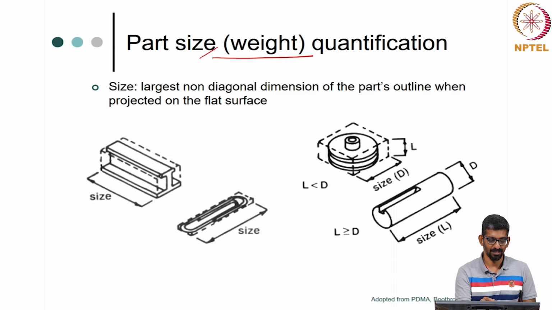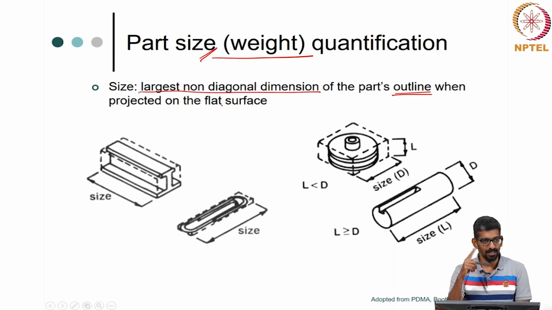So, please look at the terminology that they are using. Thickness is not size. So, you will look into this one. It is very similar though. What size says is the largest non-diagonal dimension of the part's outline, not the inside surface, the outline, when projected on a flat surface. This is the second one that I told you for thickness. You remember I said that you take a light and project on it, right? That is usually used for size.